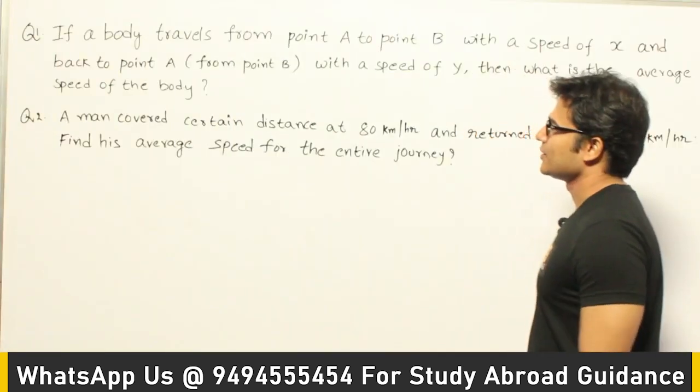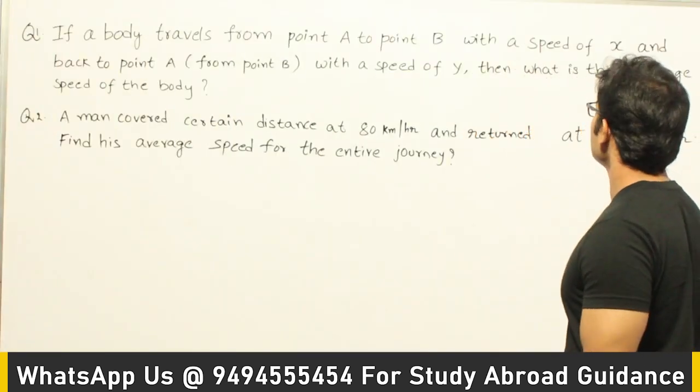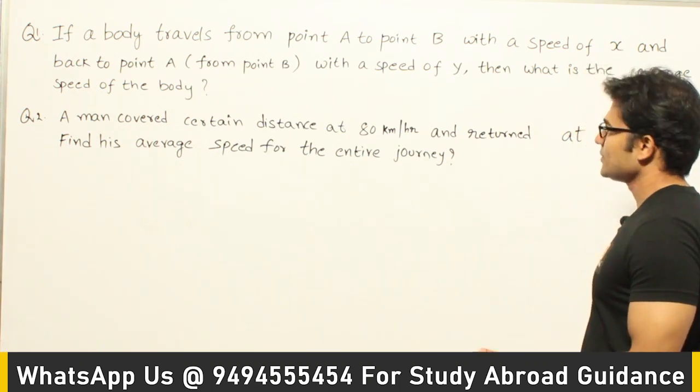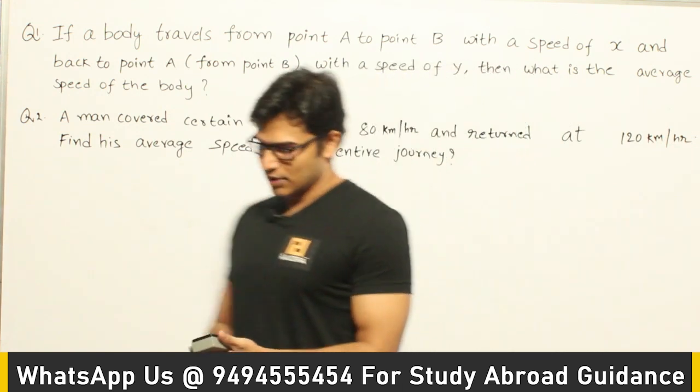Let's see these two questions. If a body travels from point A to point B with a speed of x and back to point A with a speed of y, then what is the average speed of the body? So they are talking about this.